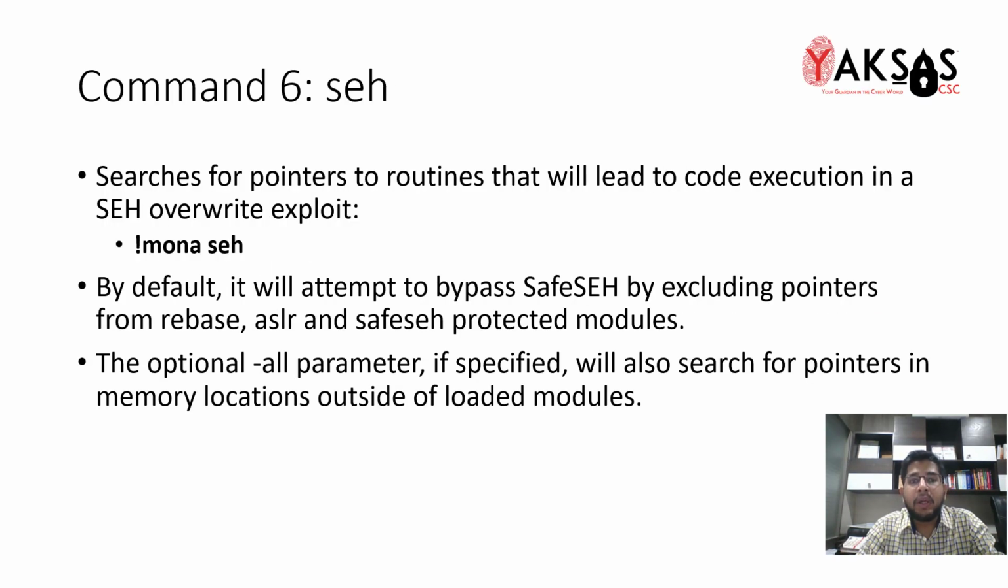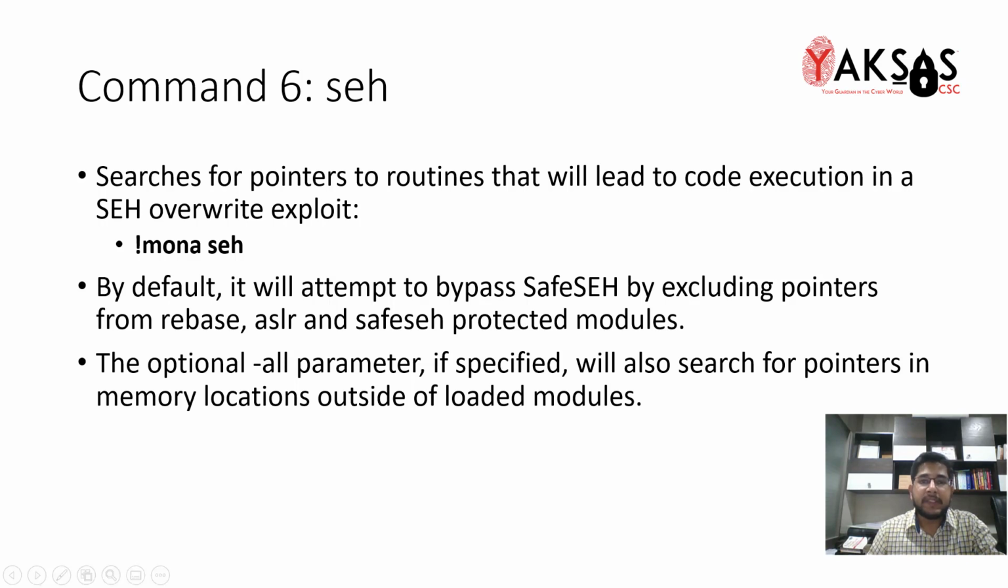Similarly, Mona also provides a command to find a pointer to a pop pop ret instruction, which is often used when you are writing exploits to overwrite the SEH chain. And the command for it is very simple, which is mona.py seh, and by default it will attempt to bypass the SafeSEH flag by excluding pointers from rebase, ASLR or SafeSEH protected modules. However, if you want to include all pointers, you can use the -all parameter or the -all flag to search for pointers across all memory locations, even outside of the loaded modules.